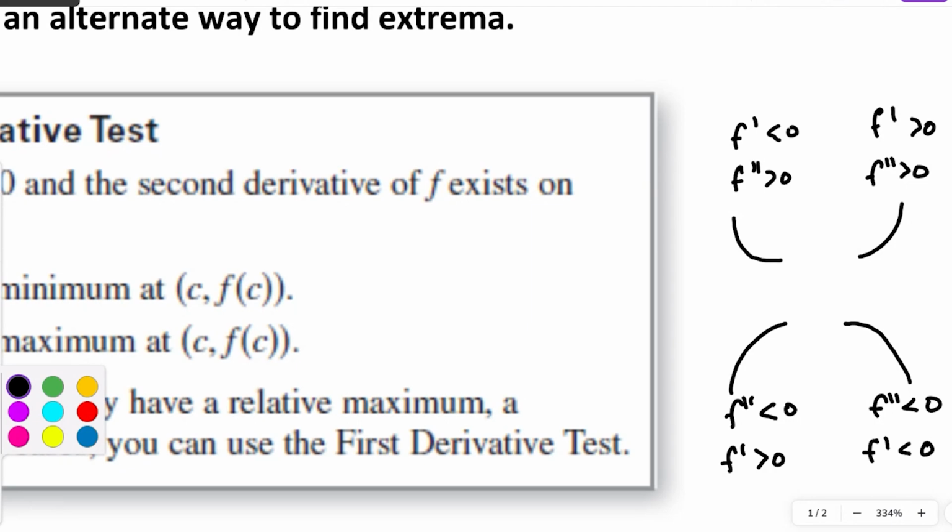Now, if the first derivative is 0, we've got a horizontal tangent line. We have a whole process using the first or second derivative test to determine what's happening there. It's either the point where we have a maximum or minimum. And if the second derivative is negative, we potentially have a concavity change from being concave up to concave down. Any questions so far?